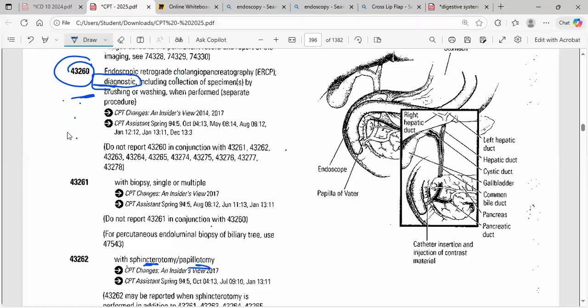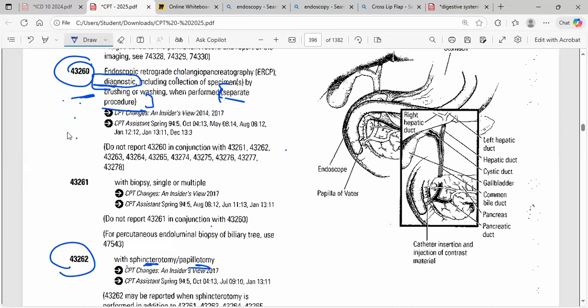Diagnostic always states separate procedure. This separate procedure means we can bill this procedure only if it is performed alone. If it is performed in conjunction with any other procedure, then we are not going to bill this.